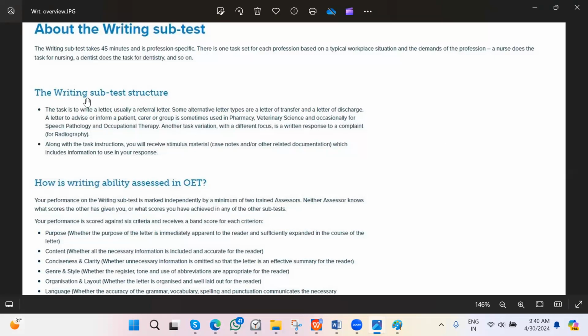Okay, then Clarissa, the writing test structure. The task is to write a letter, usually a referral letter. Some alternative letter types are a letter of transfer and a letter of discharge. A letter to advise or inform a patient, carer, or group is sometimes used in pharmacy, veterinary science, and occasionally for speech pathology and occupational therapy. Another task variation with a different focus is a written response to a complaint for radiography. Along with the task instructions, you will receive stimulus material, case notes, and/or other related documentation, which includes information to use in your response.